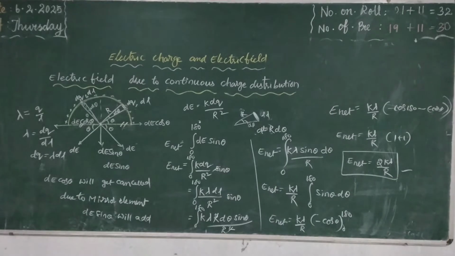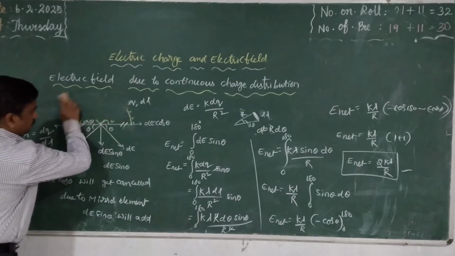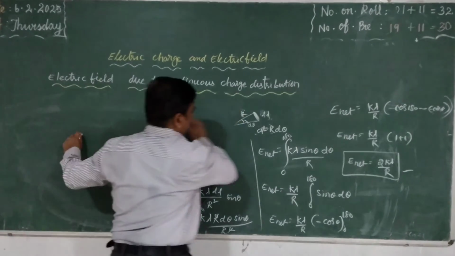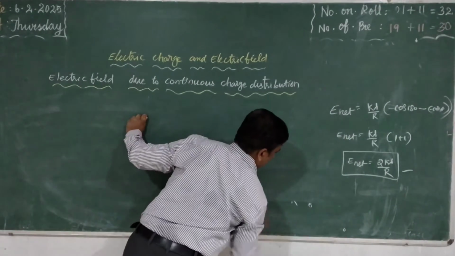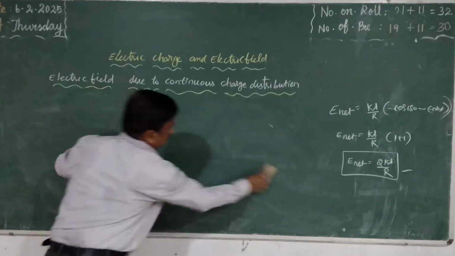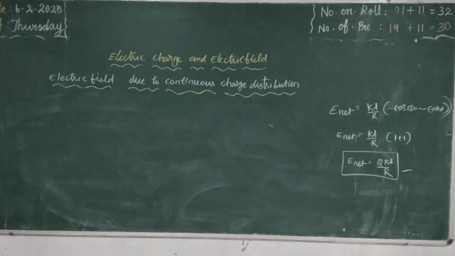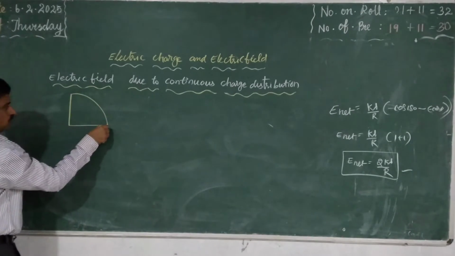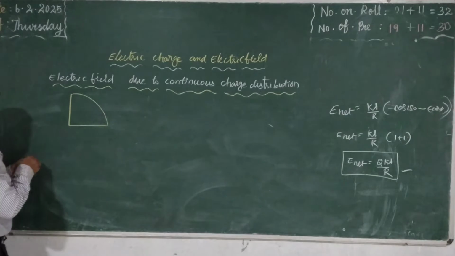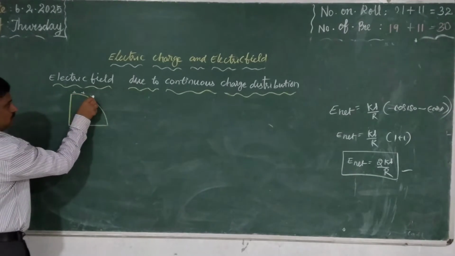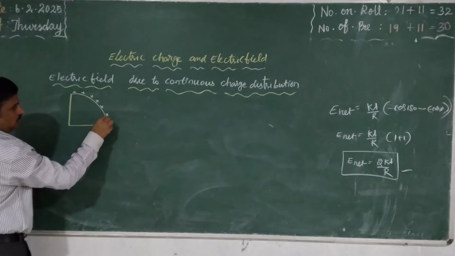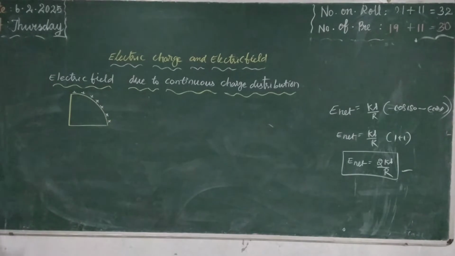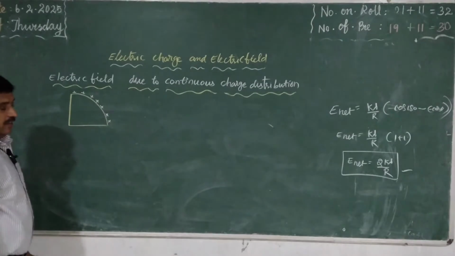Next we discuss the quadrant. So this is the quadrant. See this spot, what is that? Here charge is distributed continuously. It is a continuous charge distribution. Here this is the quadrant. Due to this quadrant, what is the electric field, that is what we find out.